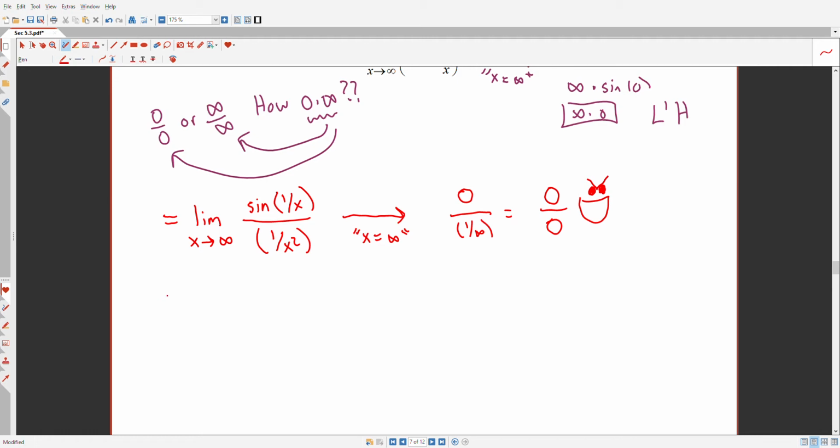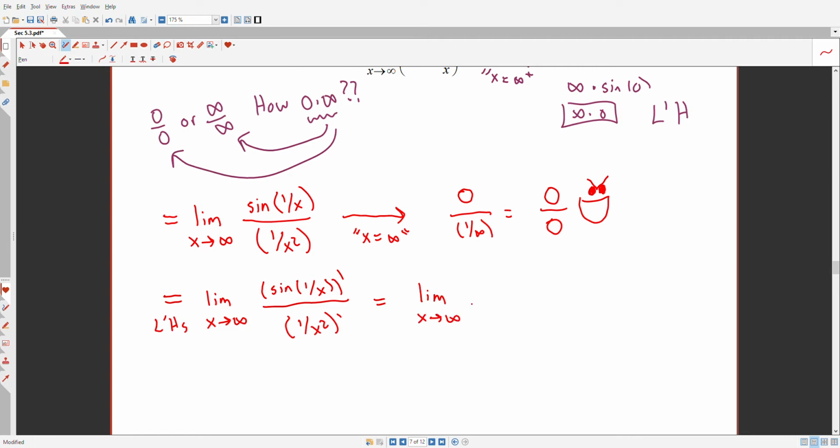And so now I can apply L'Hopital's rule, and I will get that this is equal to the limit, as x goes to infinity, of the derivative of sine of 1 over x. Okay, we're going to have to figure that out a little bit. Divided by the derivative of 1 over x squared. So let's work out some of those derivatives.